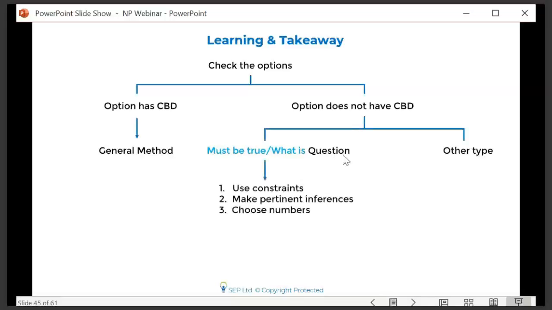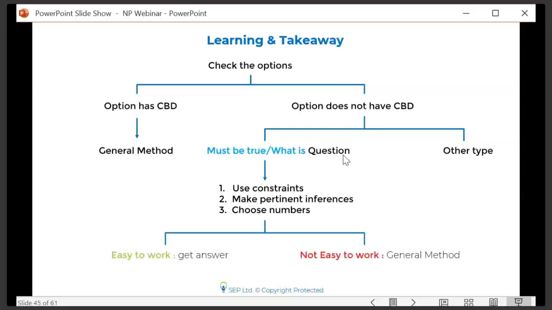But here also, while solving the question, you do your pre-analysis, you do everything, and while choosing the numbers, take a call on whether it makes sense to put them in the options or not. For example, if the numbers that you have chosen are easy to work with to get the answer, then use them, not a problem. But if you see that if I put in the values, I have to do a lot of calculation, then it is better to use the general method.